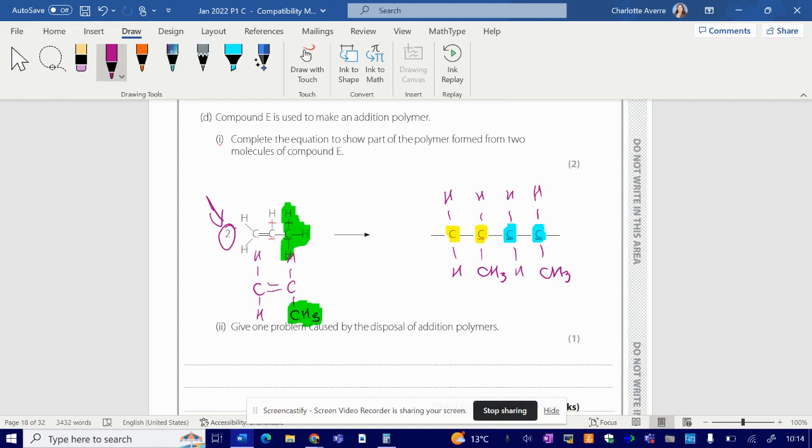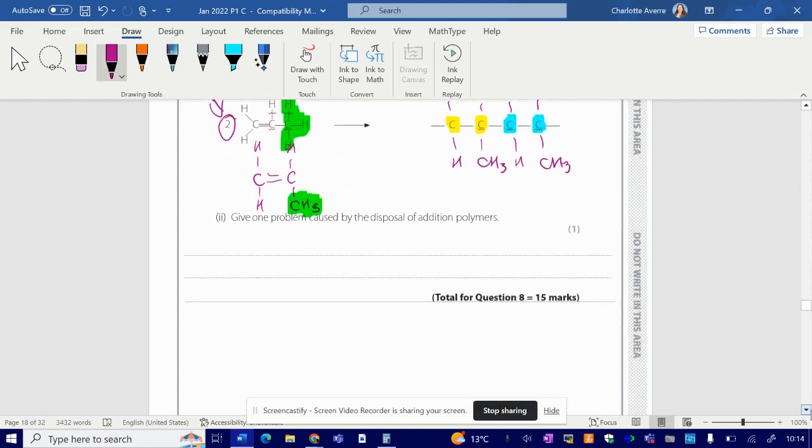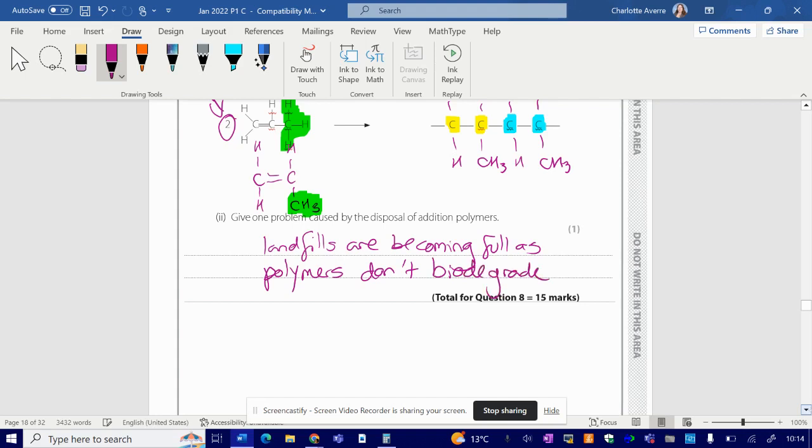Okay, and then one problem caused by the disposal of addition polymers. You can have 2. There are 2 different disposal methods. There is landfill and there's burning them. Okay, the problem with landfill is that landfills are becoming full as polymers don't biodegrade. The problem with burning is that they produce toxic gases.